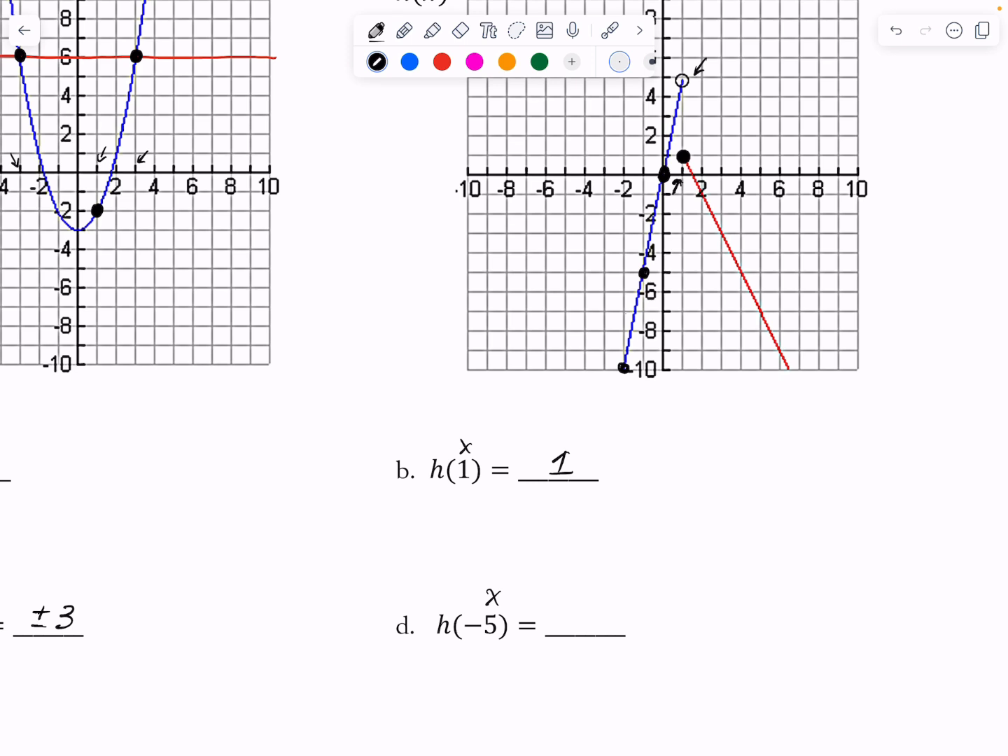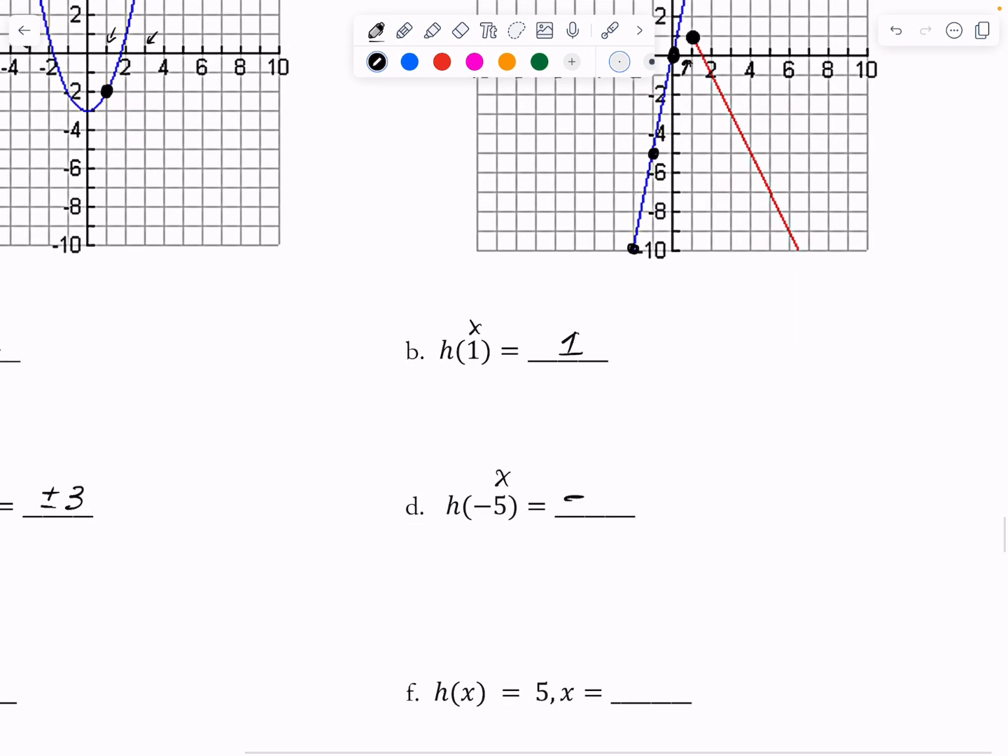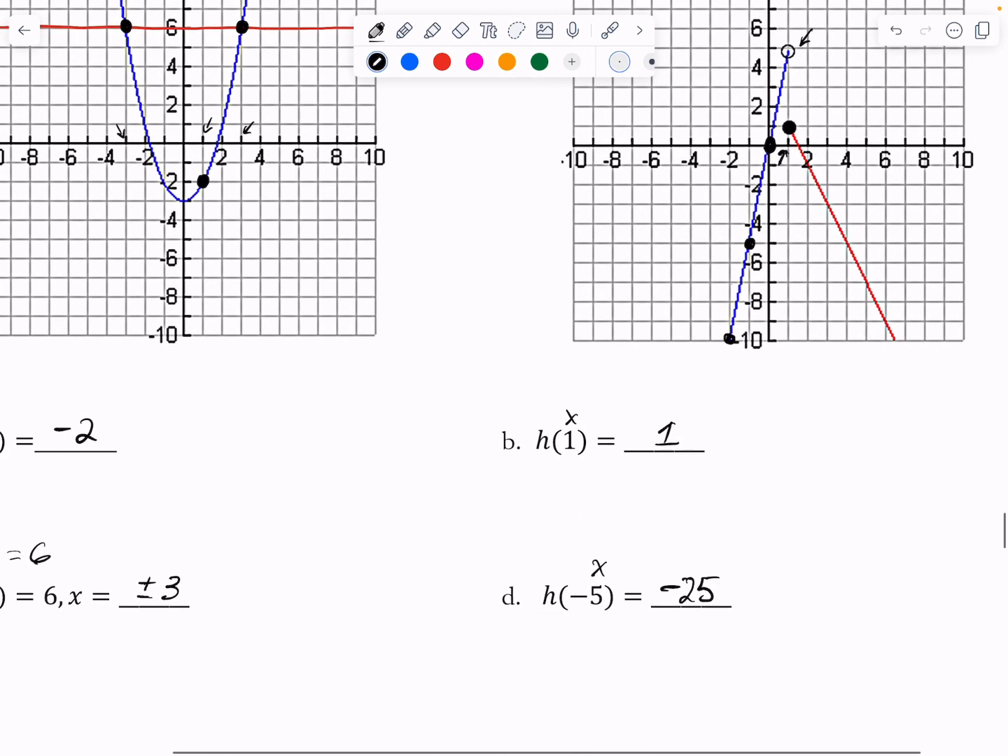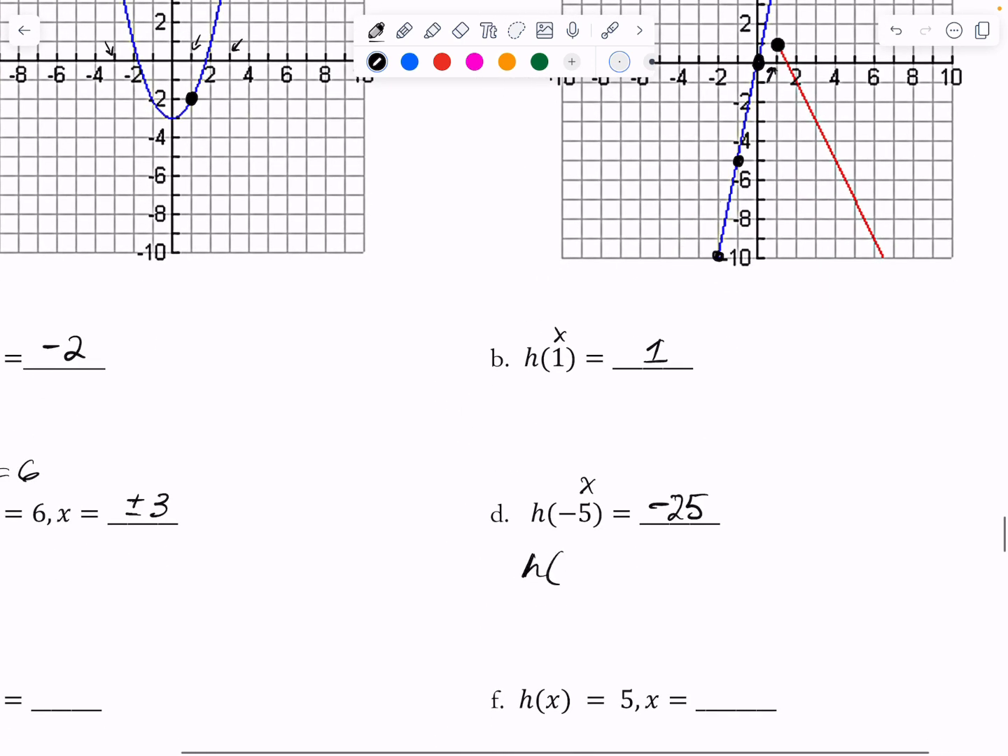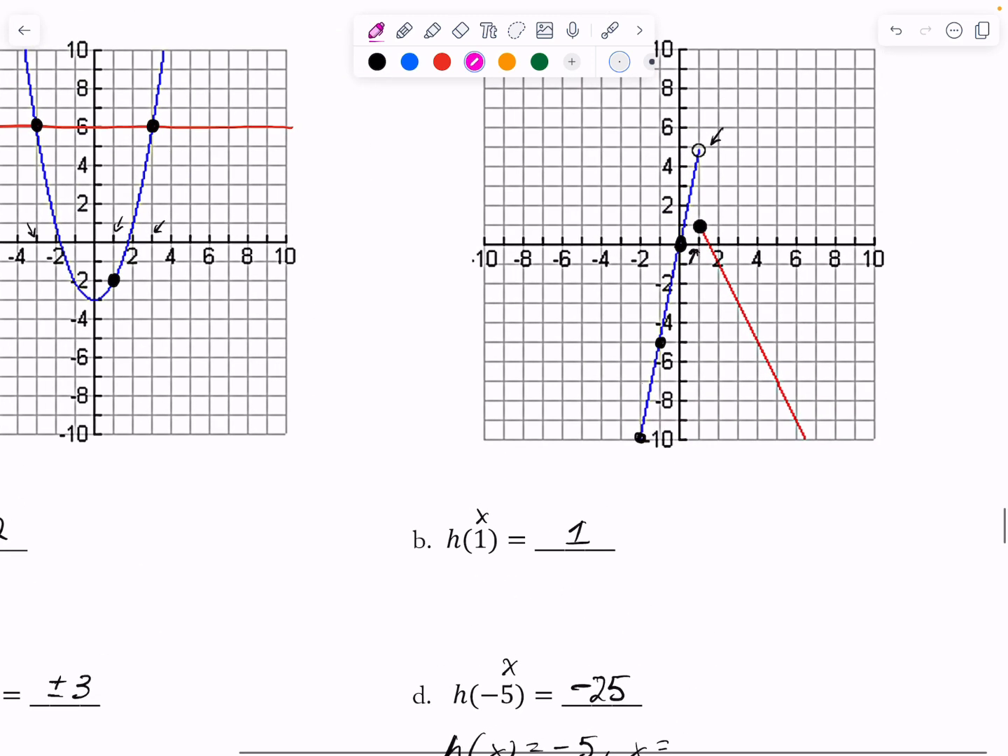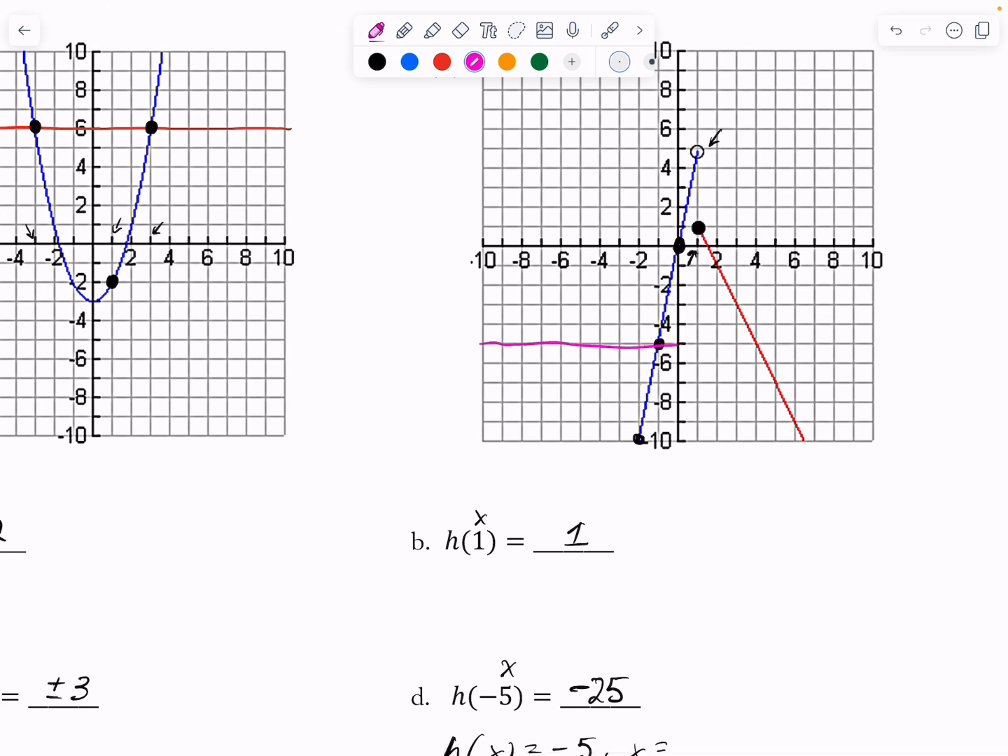I don't expect you to do this on any assessments I would give, so if I actually rewrote this as h of x equals negative 5, what x values would work there? So plotting a horizontal line at negative 5, you can see my 2 points are going to be here on the function, and those x values would be negative 1 and positive 4. Okay, so that makes a little bit more sense.